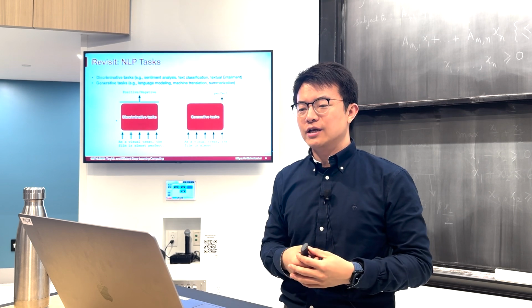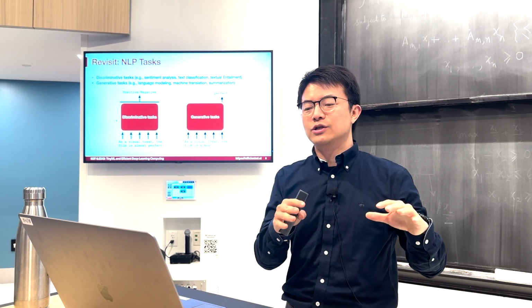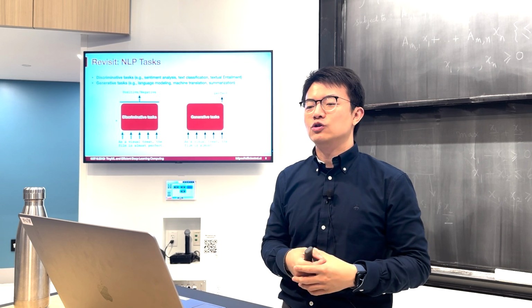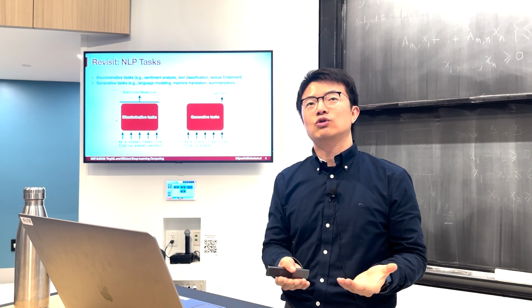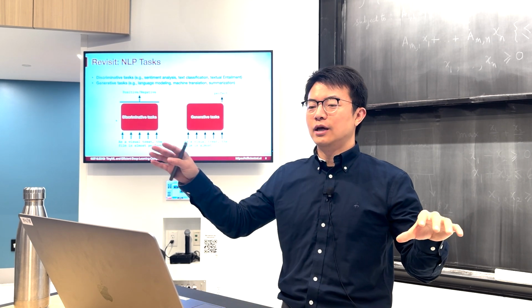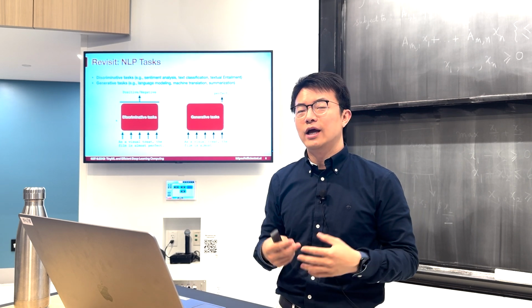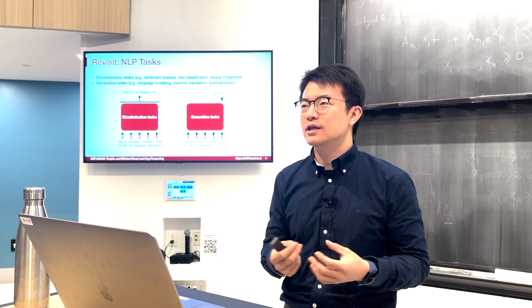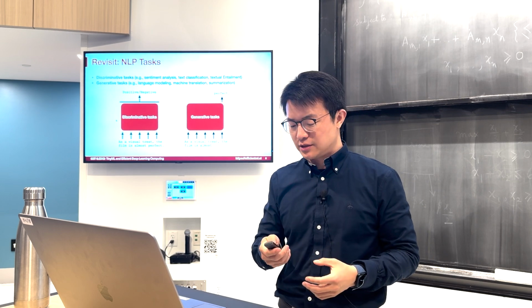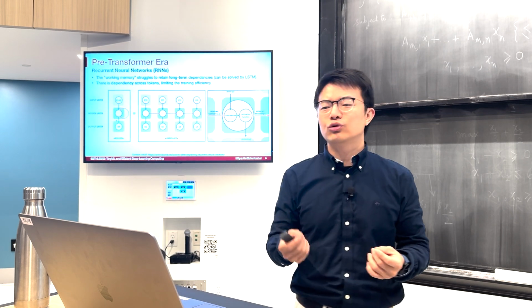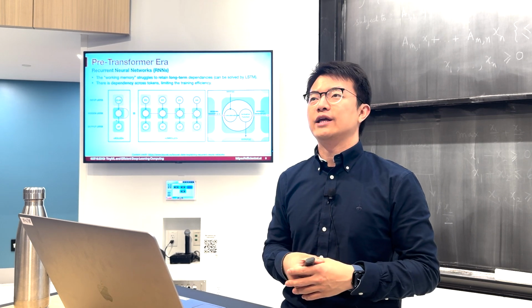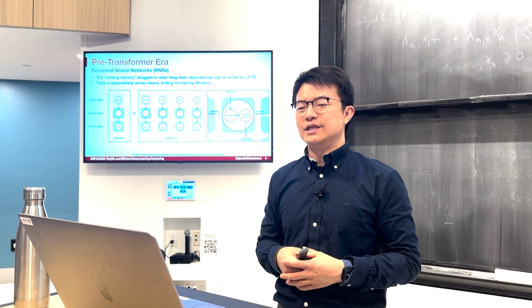The generative task: given the sentence, we want to generate the next token. That's language modeling. Similarly, machine translation, given an input language, translate to another language, and also summarization. So you need to generate new tokens, new sentences. Those are generative tasks. And in the pre-transformer era, people have been using recurrent neural nets very widely for these tasks.